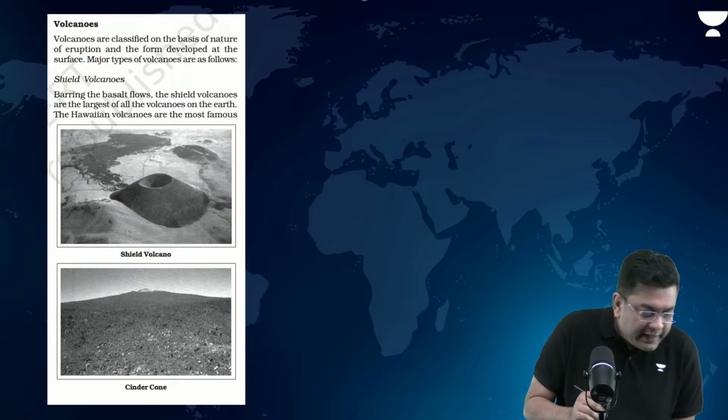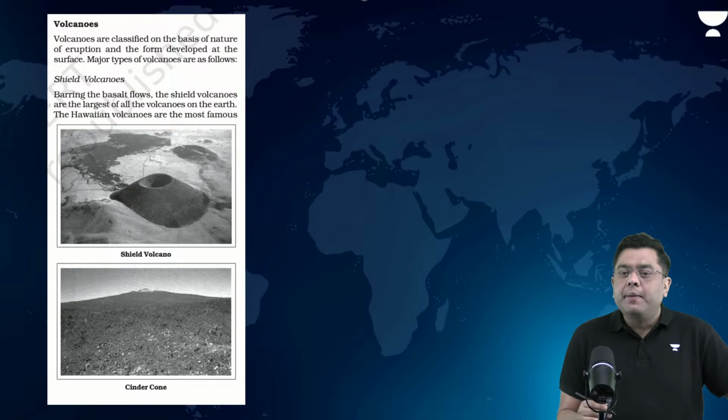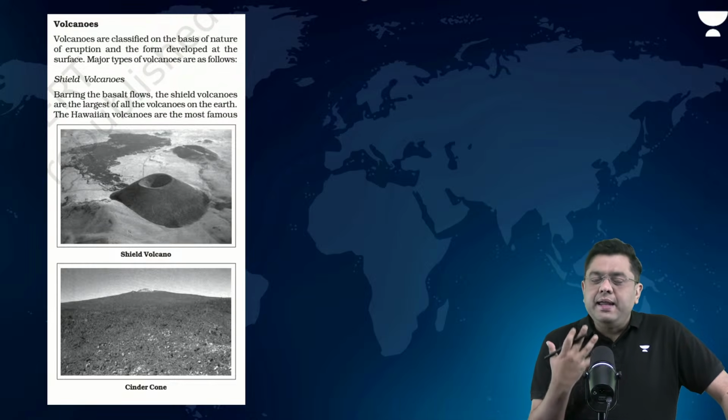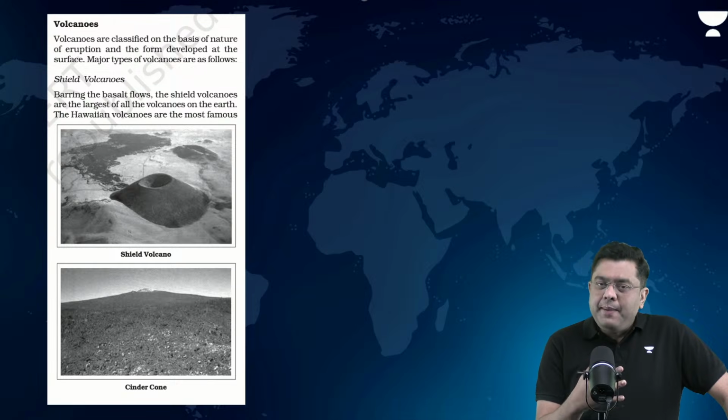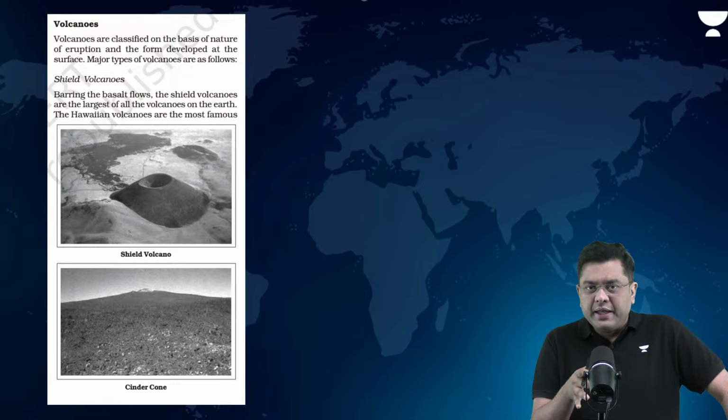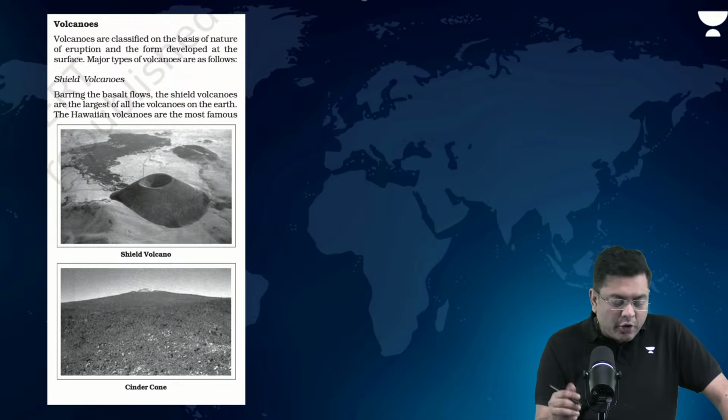Okay. Now, here, when we talk about the case of the shield volcano, where does the name come from? So the name is basically derived from the shields and the swords that you have. Now, in the shields and the swords that you have, what is the characteristic of a shield?